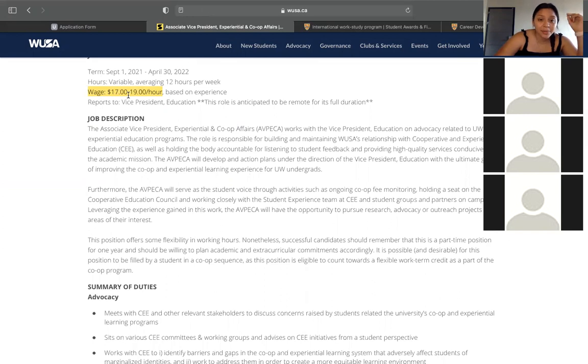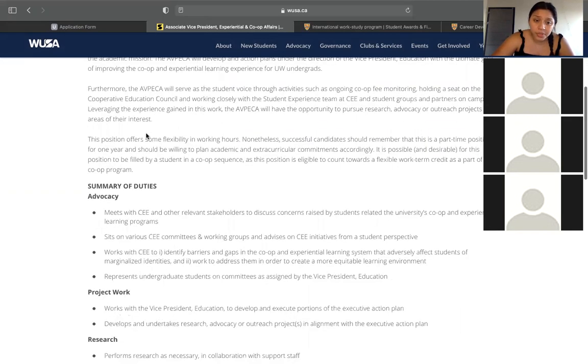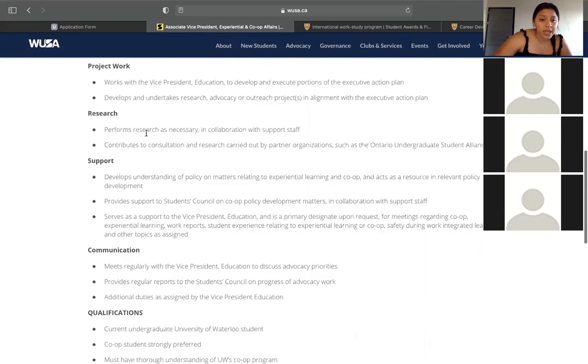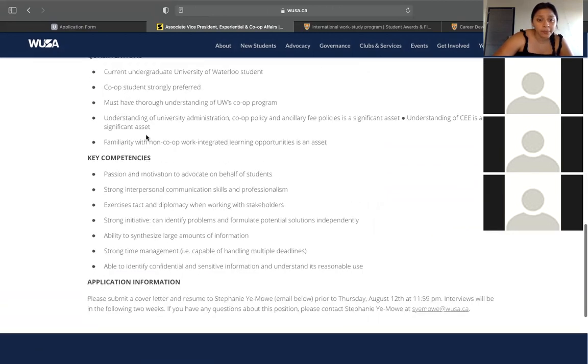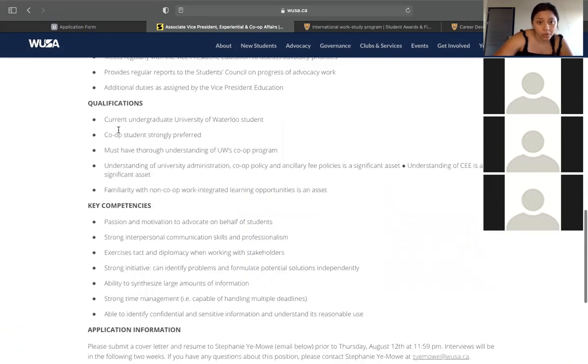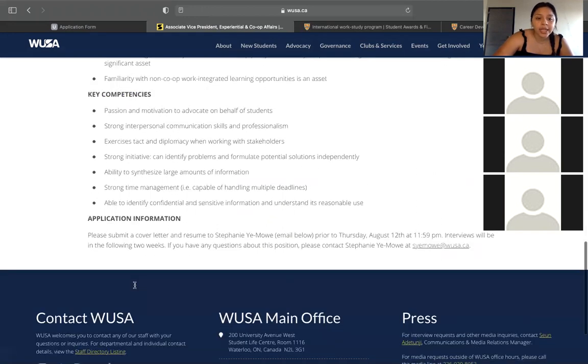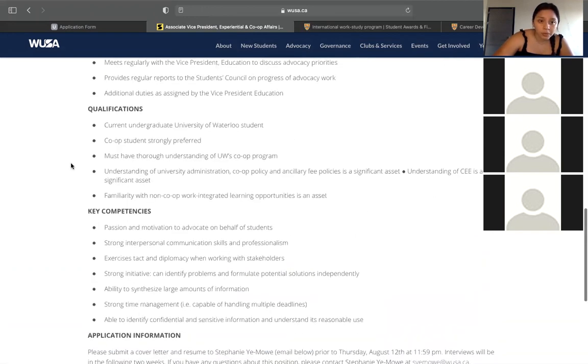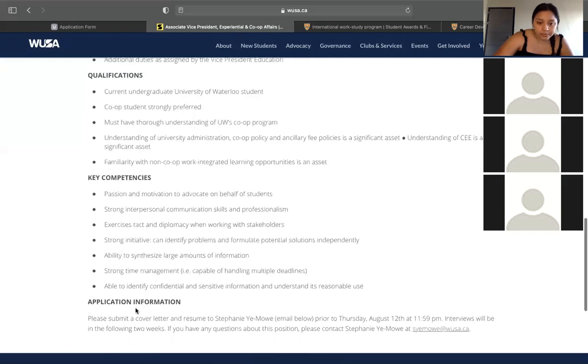This is a good rate, by the way, for a student at the university. It will give you again the job description, the summary of duties, so things you will do at the job, things that they're looking for in you, so qualifications. And then because this website is not meant to be for job listing, you are asked to, here, please submit a cover letter and resume to Stephanie. So they will give you the contact information where to address that in the application documents that you have to submit.